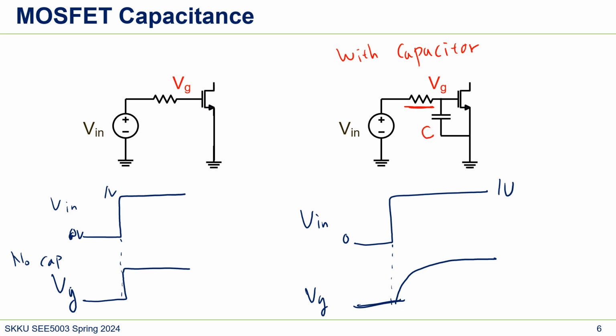Because Q is CV, right? So V equals Q over C. So we need some charge to change the voltage, and that charge is defined only when there's capacitance. So that's why suddenly we see some delay in the signal. It means that we started to consider time, and that's directly related to operating speed and frequency.